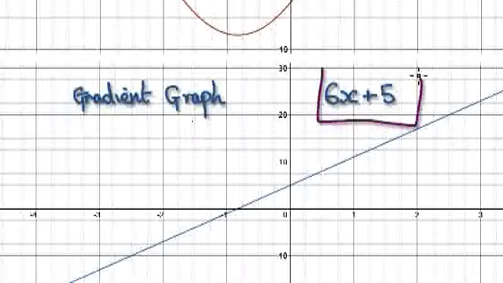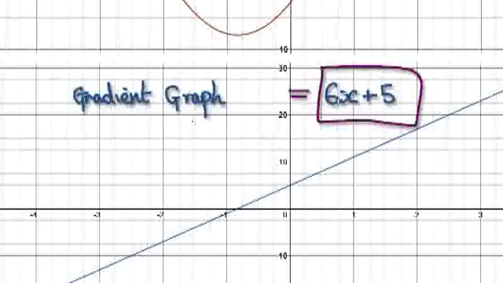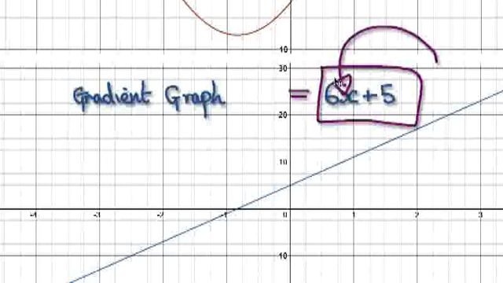Just remember that this 6x plus 5 thing is really the gradient. The gradient is 6x plus 5. Wherever you want to know the gradient, you just put it into the x. Okay?